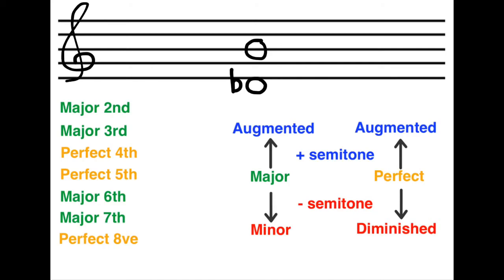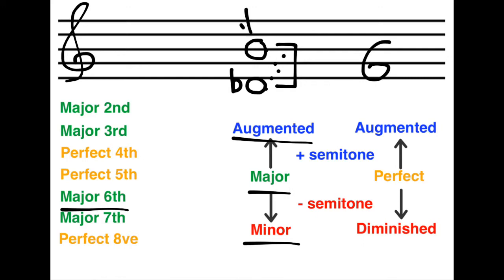Okay, so what is the distance between that D and the B first of all? D is 1, E is 2, F is 3, G is 4, A is 5, and B is 6. So you know it's a sixth of some description. Could be a major sixth, could be an augmented sixth, could be a minor sixth, but we don't know yet until we ask ourselves this question.